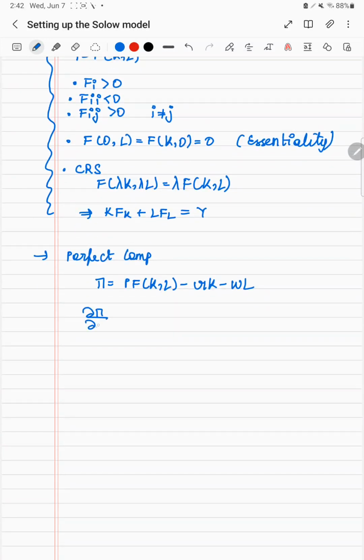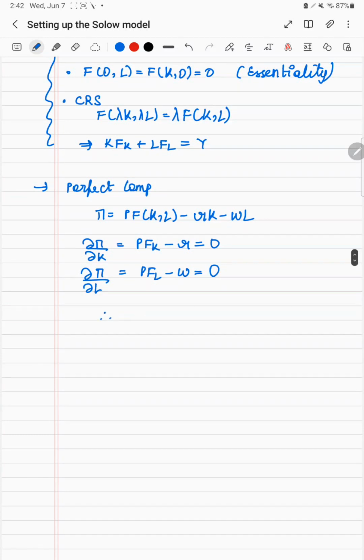So when you profit maximize, you're going to have P F_K minus R equals 0 and P F_L minus W equals 0. So F_K equals R by P, F_L equals W by P. So this is real rental and this is real wage. This is true for the given economy. And very often you just assume P equals 1 as a numeraire and you really get the same results. But yes, from perfect competition, you derive this.